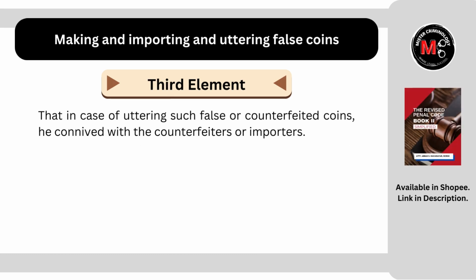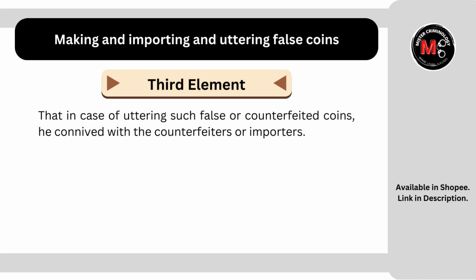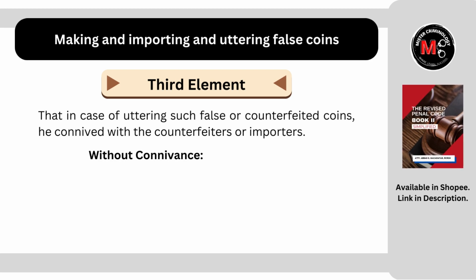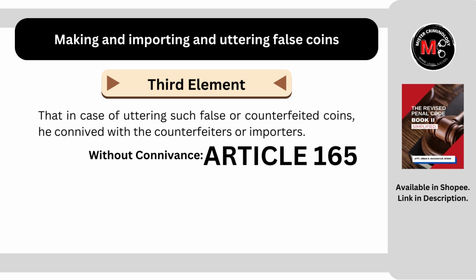Third element, that in case of uttering such false or counterfeited coins, he connived with the counterfeiters or importers. Ang liable po sa crime na ito ay any person, provided nakasabwat niya yung counterfeiters or importers. Paano naman kung hindi niya kasabwat? He or she will be liable under Article 165 and not under Article 163.